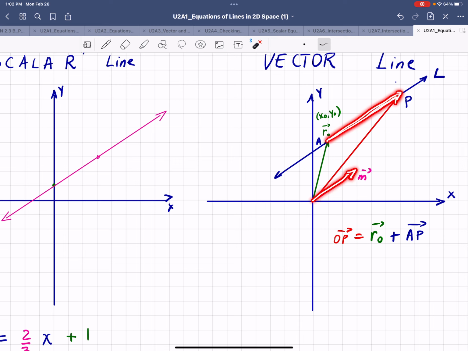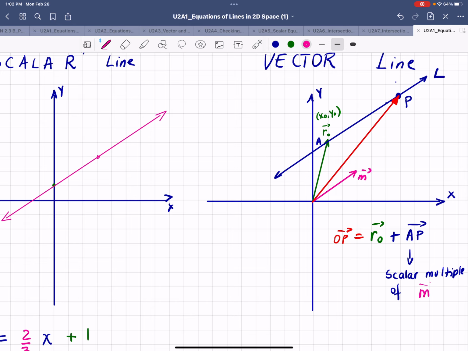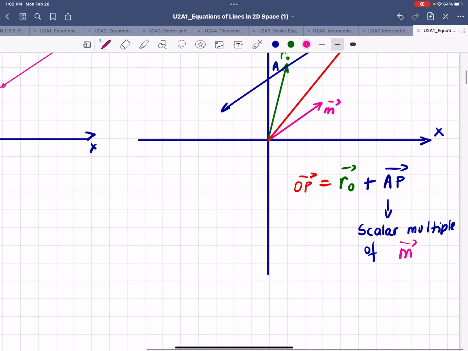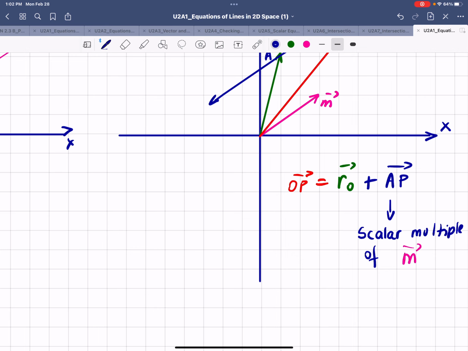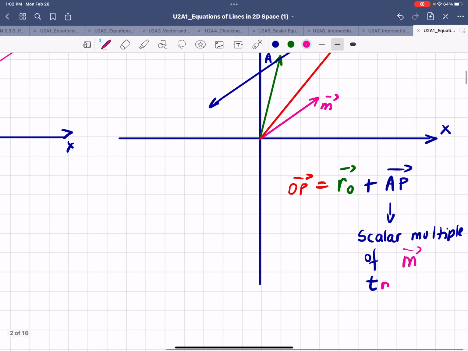And if two vectors are parallel to each other, we say that they must be scalar multiples of each other, which means that it makes sense to say that vector AP is a scalar multiple of vector M. So a scalar multiple of vector M can be described as T multiplied by vector M, where T is a number or a scalar.